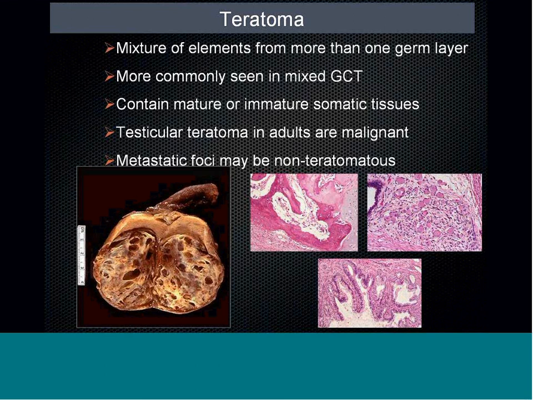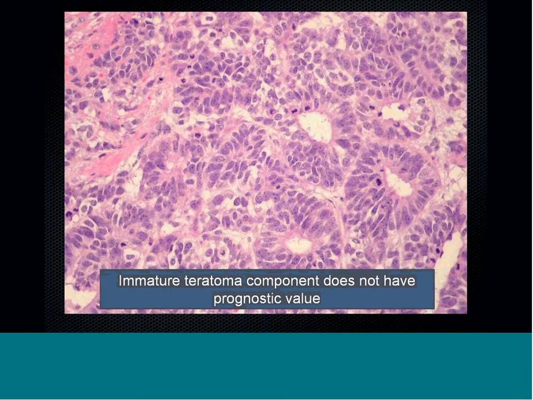Foci of teratoma can be non-teratomatous. Again, remember that all of these germ cell tumors originate from seminoma, and transformation between types is possible at the site of metastasis. So immature components can be seen, and it's not uncommon. However, there is no data to support that it has prognostic significance. So there is no need to report the presence of immature components as a part of teratoma in your report.